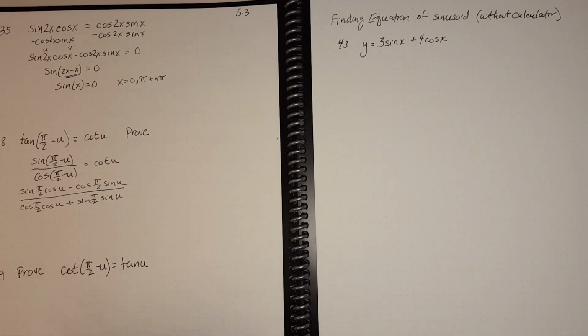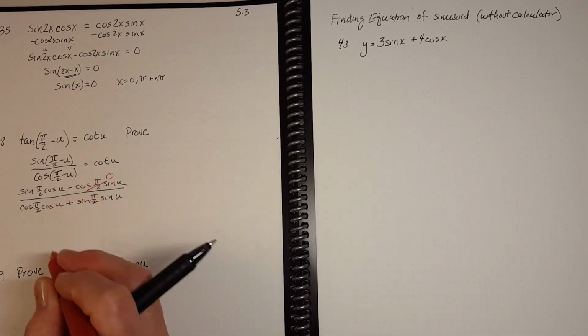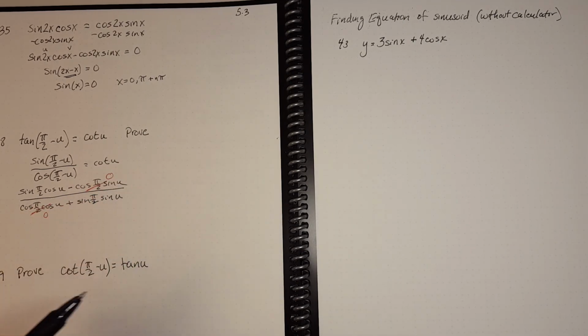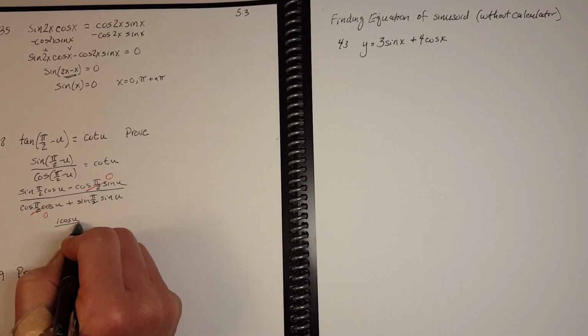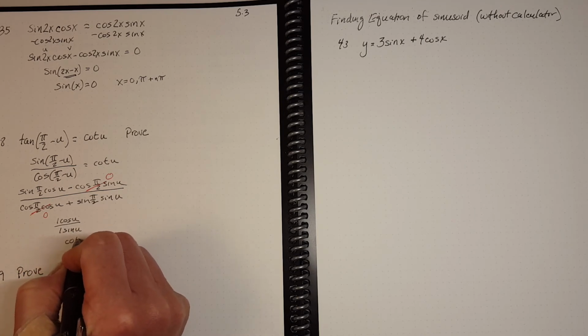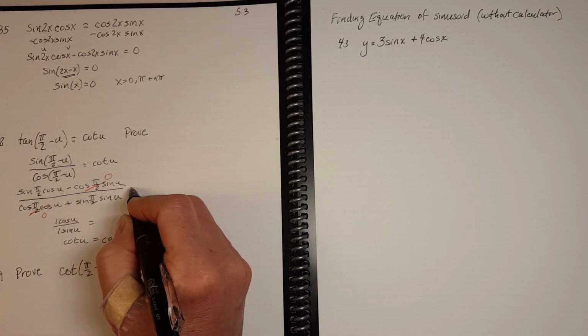and cosine of pi over 2 is 0, and so this becomes 0, and this becomes 0, and sine of pi over 2 is 1, so we get 1 cosine u over 1 sine u, and that equals cotangent u, and that proof is done.